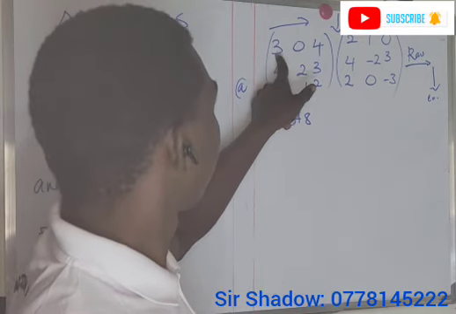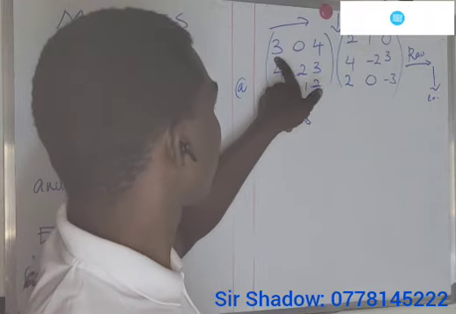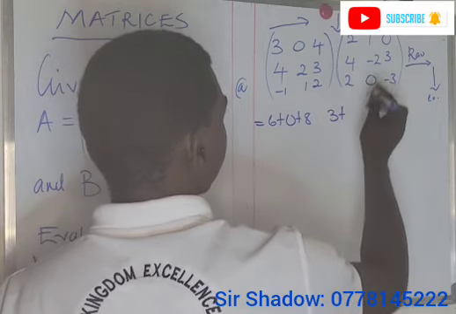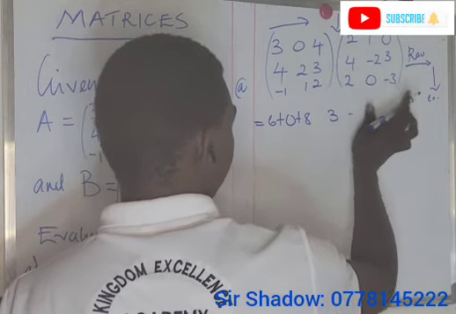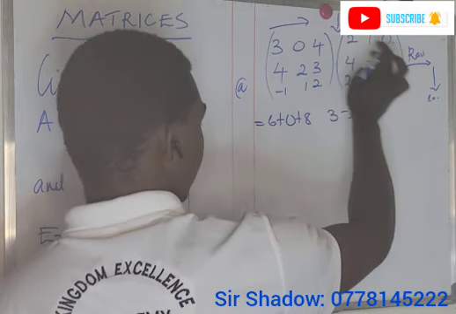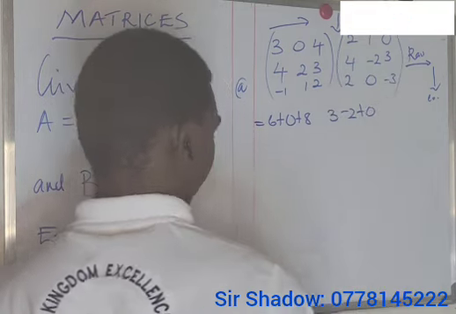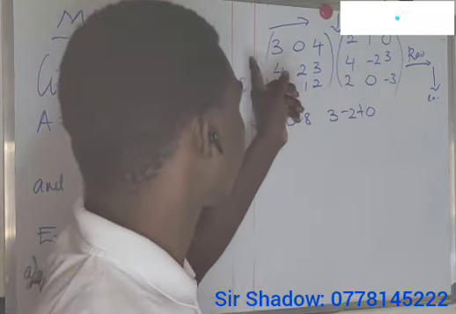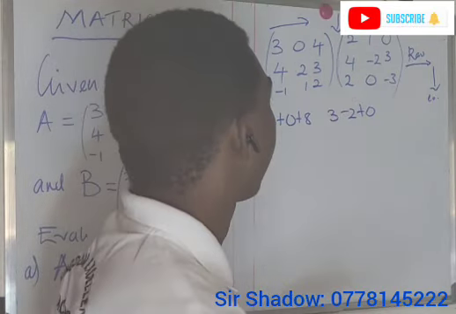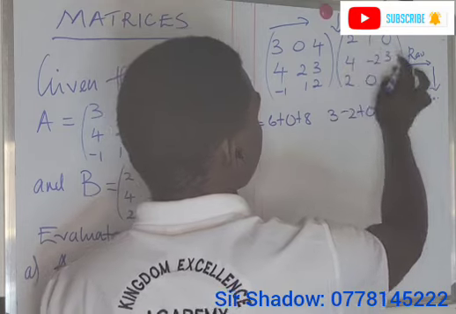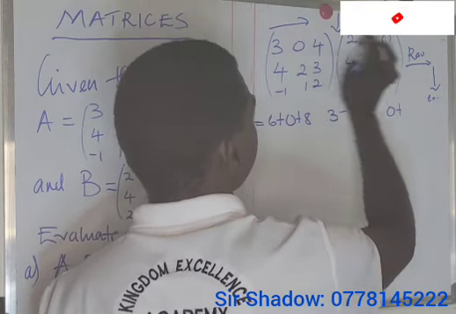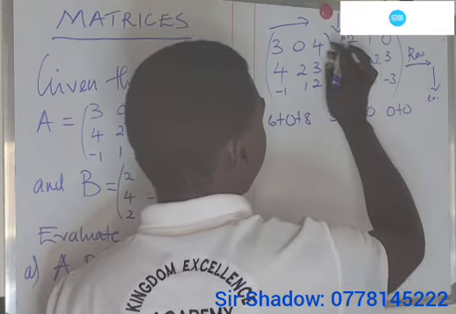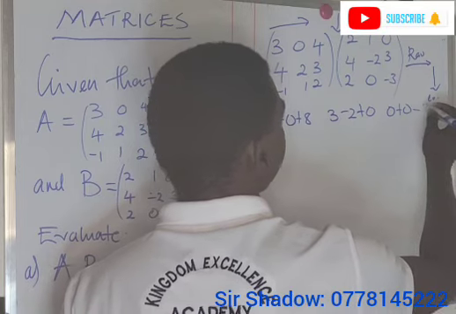Let's move on to the second value: first row times second column. So 3 times 1 is 3, plus 0 times minus 2 is minus 2, so plus and minus becomes negative. Then 4 times 0 is plus 0. Let's move on to the last value on the first row: first row times last column. 3 times 0 becomes 0, 0 times 3 becomes 0 again, and 4 times minus 3 becomes negative 12.